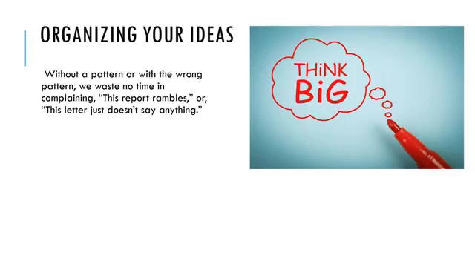Next is organizing your ideas. I think you already have the pie circle ideas, so there are around 8 big ideas. Now try to organize your ideas, because without a pattern or with the wrong pattern, this report will be rambling or messy, or it just doesn't say anything. So this is the important part: to organize your ideas. It's kind of cluttered everywhere. So try to make it right and it will be easier for your audience to understand your ideas in the end.